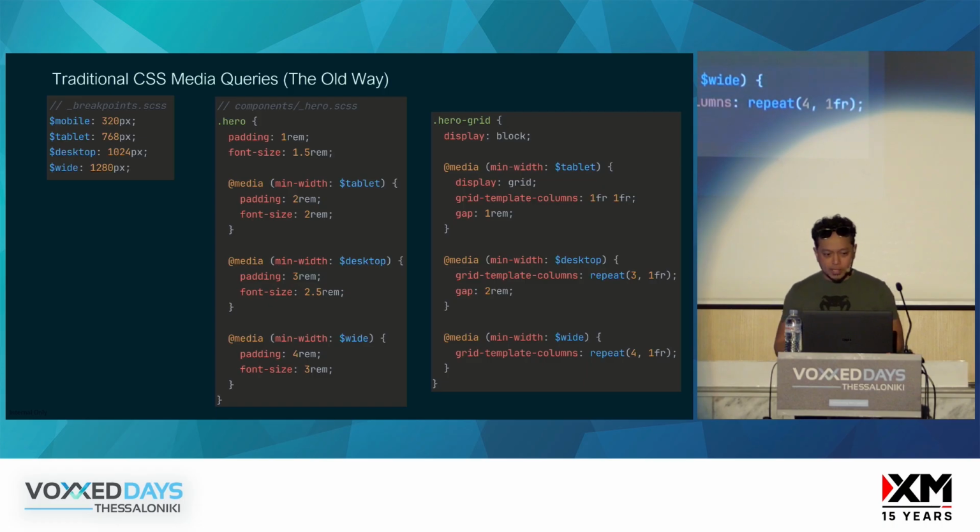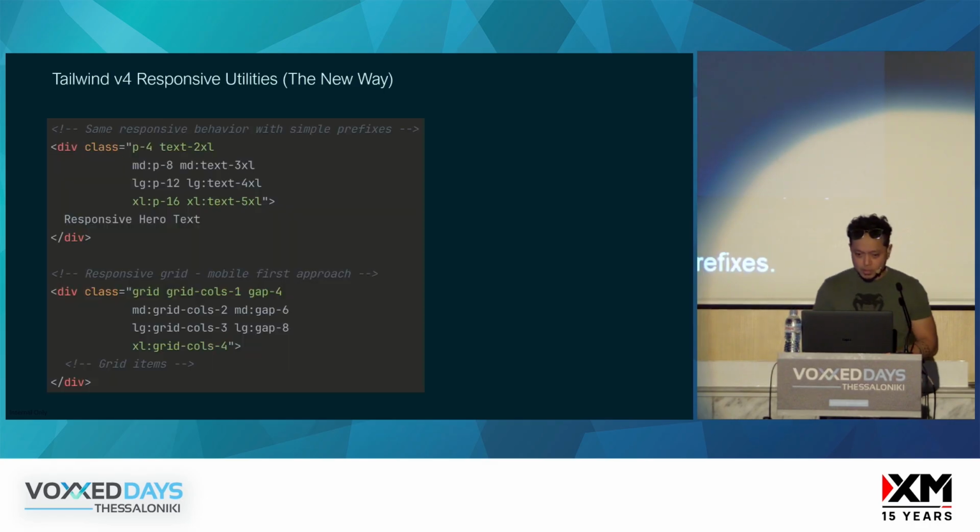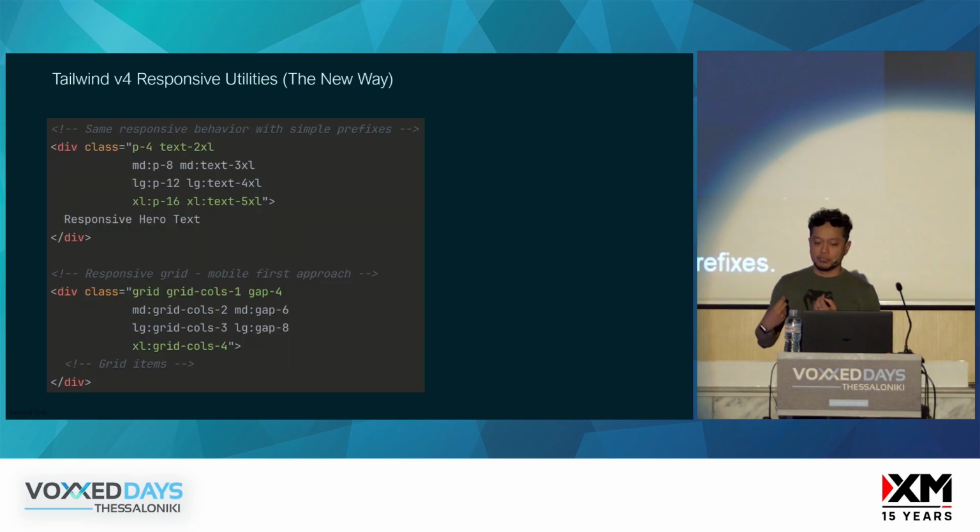So instead of managing complex media query mixins and separate responsive CSS files, everything is inline with simple prefixes. The mobile-first approach is built in. Again, the mobile-first approach is built in. This is perfect for responsiveness. So you design for mobile by default, then add breakpoint prefixes for larger screens. So this ensures your app works perfectly on mobile devices.